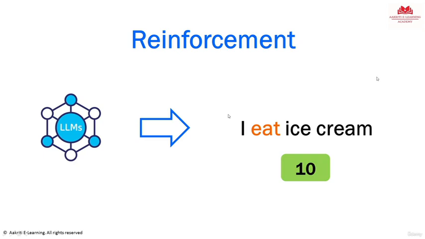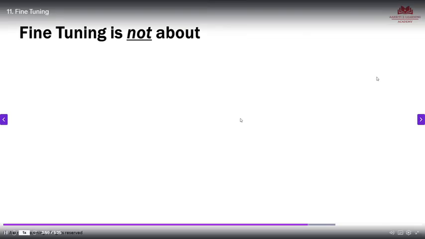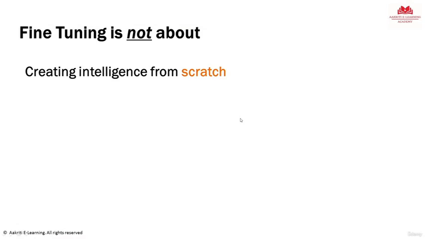Now at the same time, let's talk about what fine tuning is not about. First and foremost, fine tuning is not about creating something from scratch. We are not starting from step 0. We are starting from a foundation model that is already trained on a large volume dataset, and we are only further tweaking it to our specific dataset. So fine tuning is like building on top of the already existing knowledge. It is not replacing that knowledge.